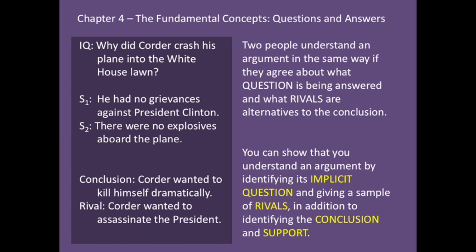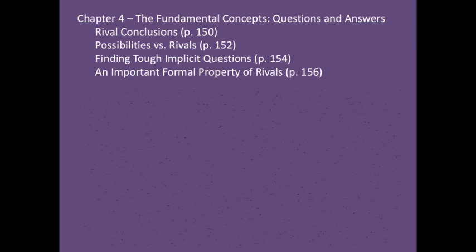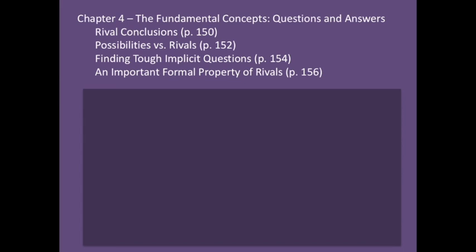And this is part of what you'll be doing on upcoming quizzes. You'll be presented with arguments in written texts, and you'll need to show that you understand the argument by identifying what is the implicit question and what are the rivals, in addition to identifying the conclusion and the support. At this point, we've been introduced to 4 of the 6 tools that are the focus here. But before moving on to the ranking of rivals and the relevance of support, our text takes several pages to just focus on rival conclusions. From page 150 to 169, the text works on refining this particular tool.